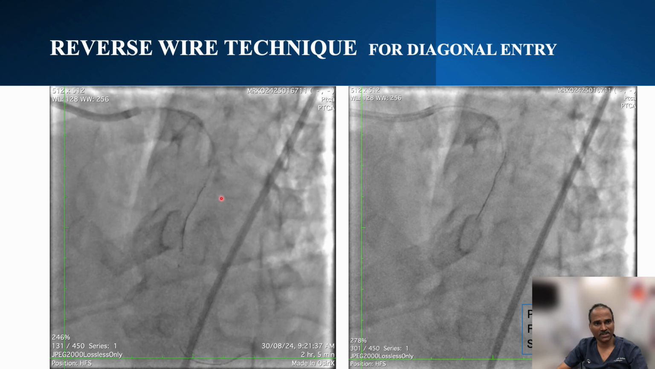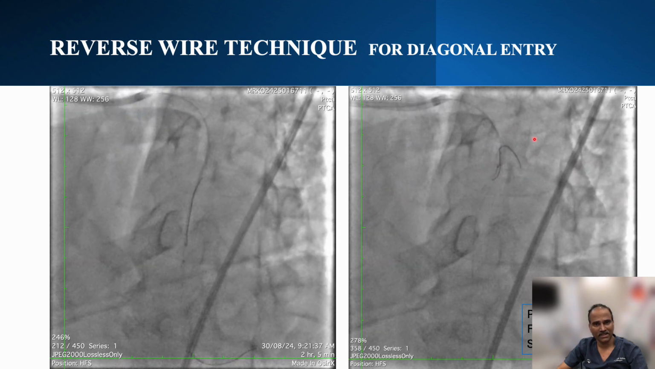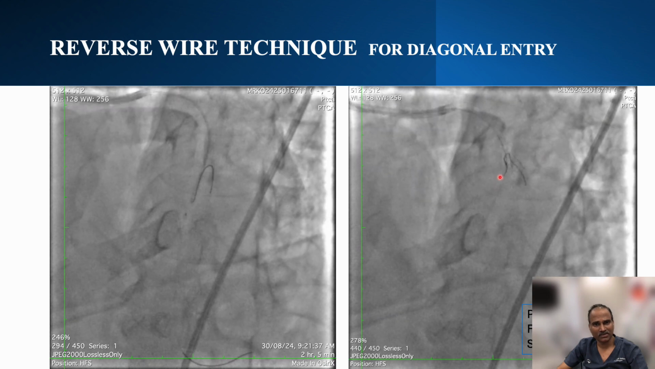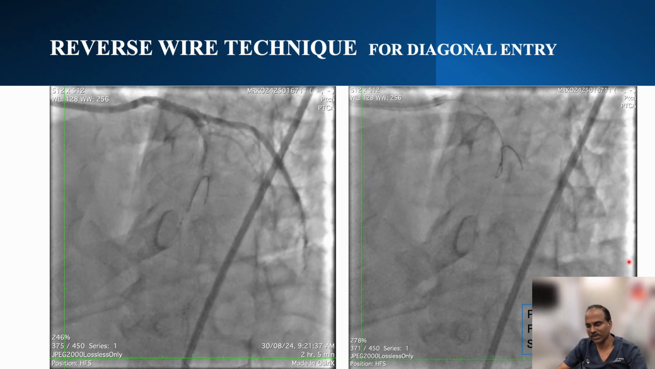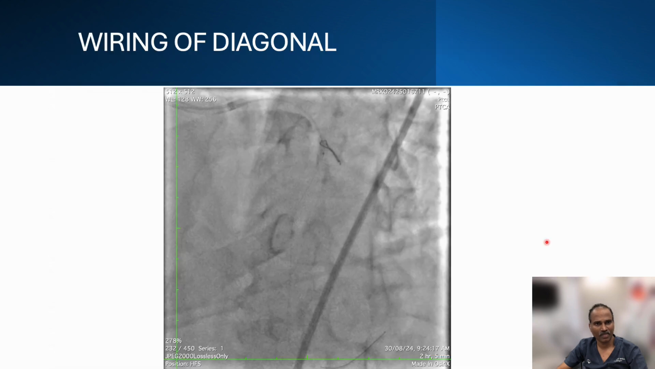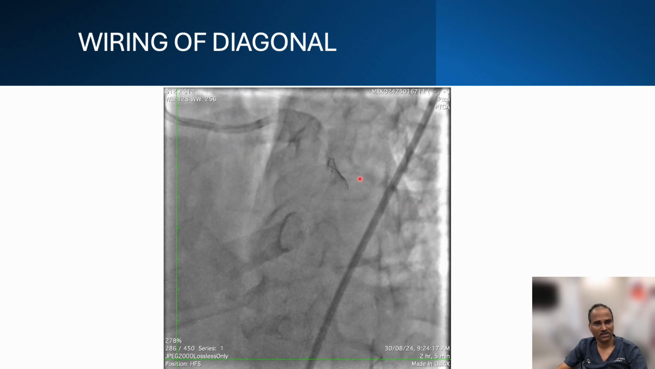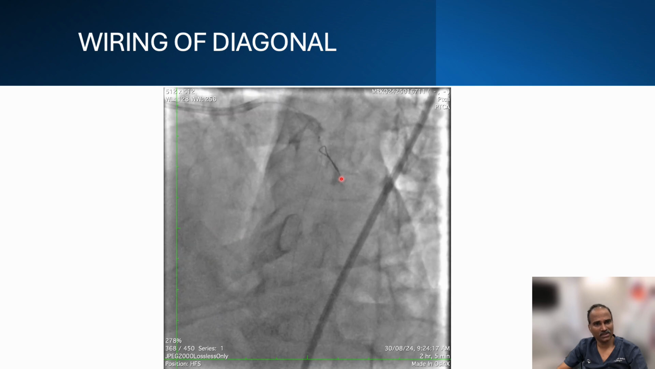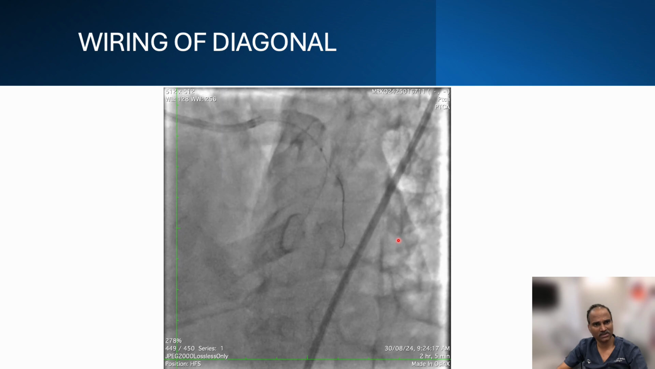So first we went into a distal diagonal D2, but later we just pulled it back. Now you can see it entered our target diagonal. So once it entered, we have to just pull it back, and obviously the wire goes deeper into the side branch. So this is where a little bit of knuckle formed in the wire. But we just advanced the wire with the knuckle down. And you can see now the wire is moving down, and it just went into the diagonal.